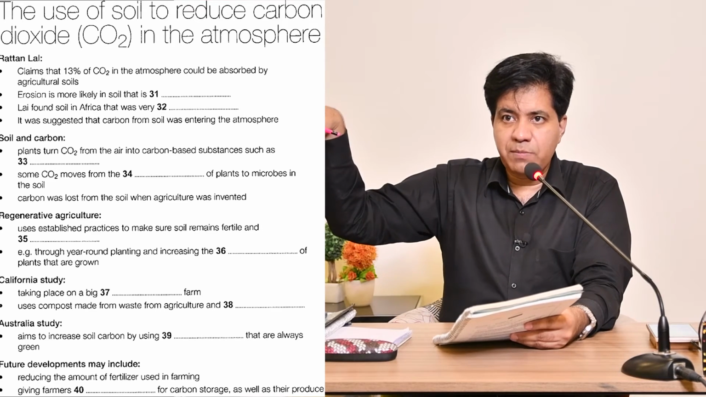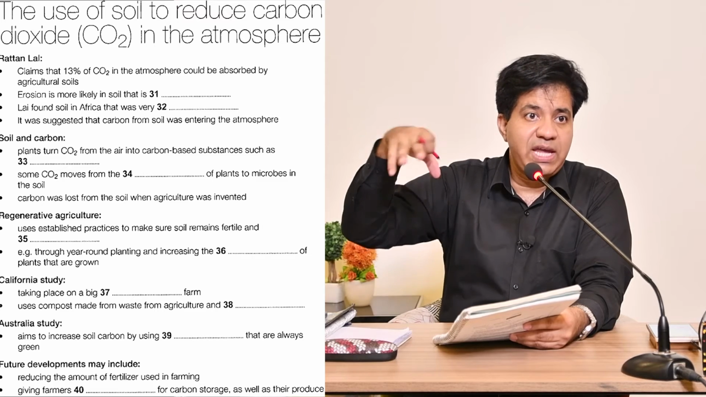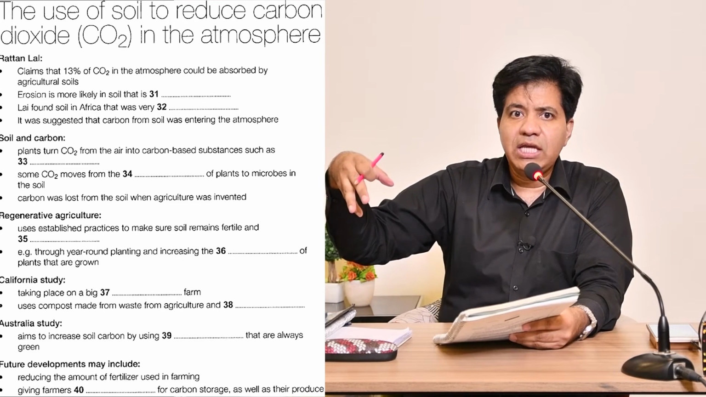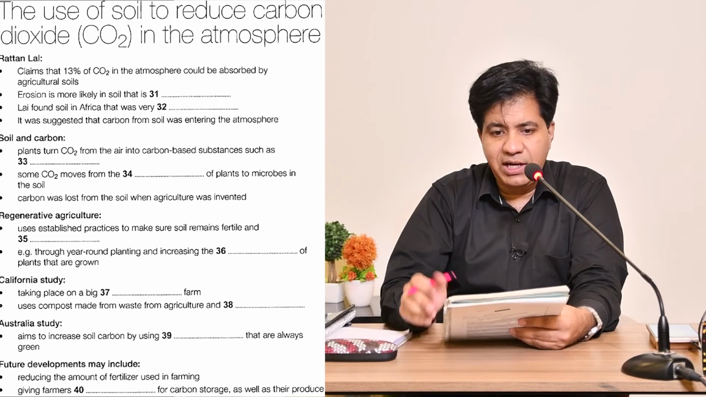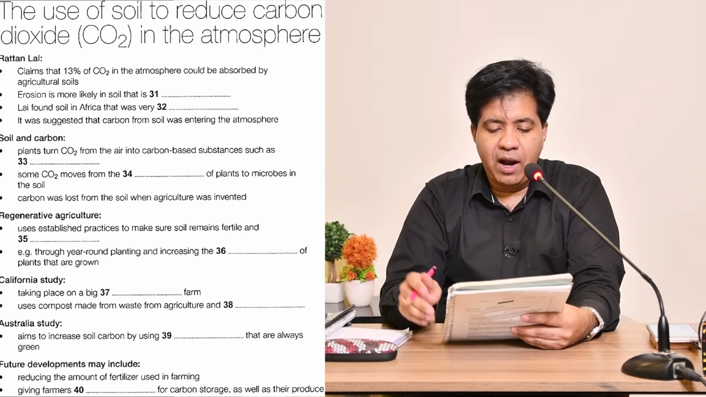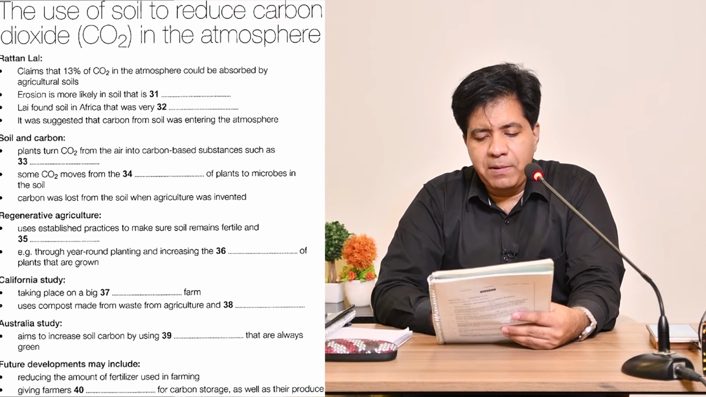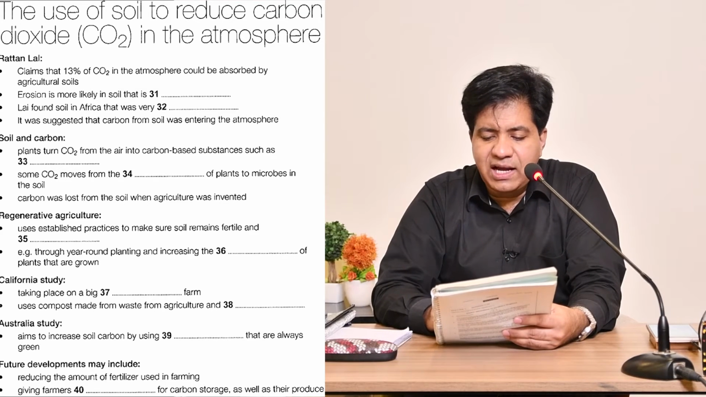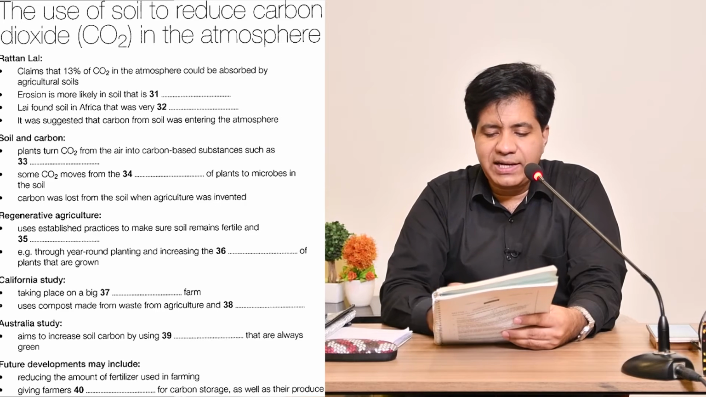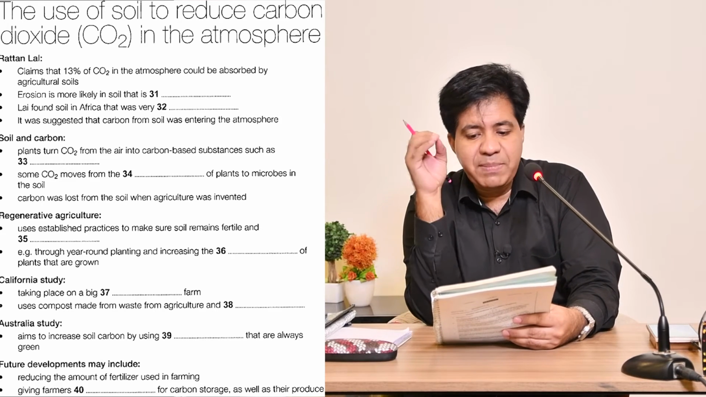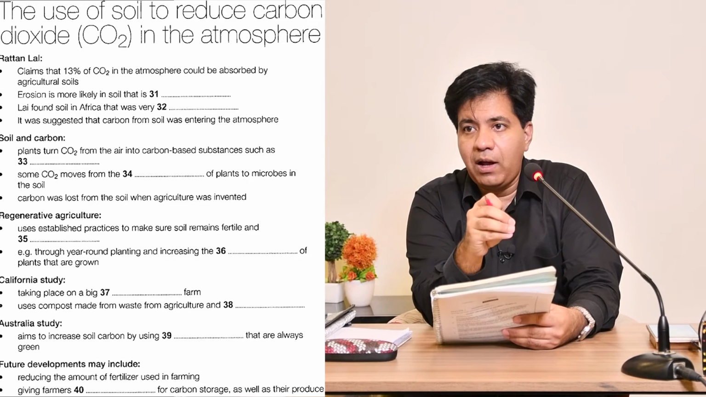Now, when you are doing planting, for wheat, we have a season. For rice, we have a season. Now, it's the rice season. Even for other things, we've got the seasons, right? So, through year-round planting means the planting throughout the year. Then they say, through year-round planting and increasing the dash of plants that are grown. Increasing the dash of plants. It can be something which is related to the plants, okay?